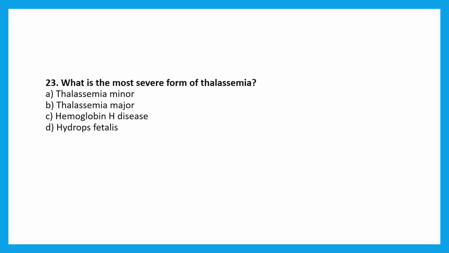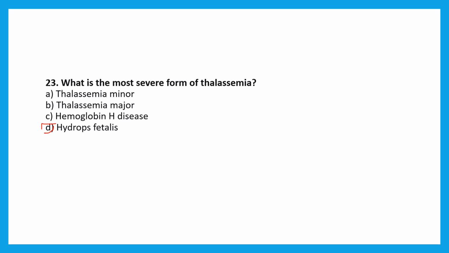Question number 23, what is the most severe form of thalassemia? A, thalassemia minor, B, thalassemia major, C, hemoglobin H disease, and D, hydrops fetalis. Which one is the most severe form of thalassemia? So hydrops fetalis here is actually the correct answer.